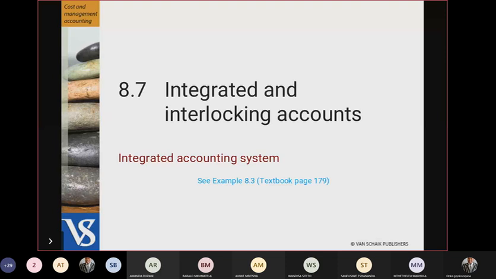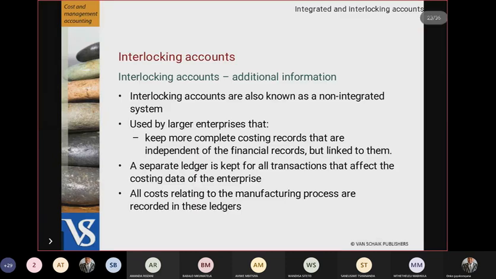But now let's come back to what is totally new: the integrated and interlocking accounts. They've given us additional information pertaining to interlocking accounts. What we already had about integrated was sufficient, but this is what we need to note when it comes to interlocking. Interlocking accounts are also known as the non-integrated system, used by large enterprises that keep more complete costing records that are independent of financial records but linked to them.